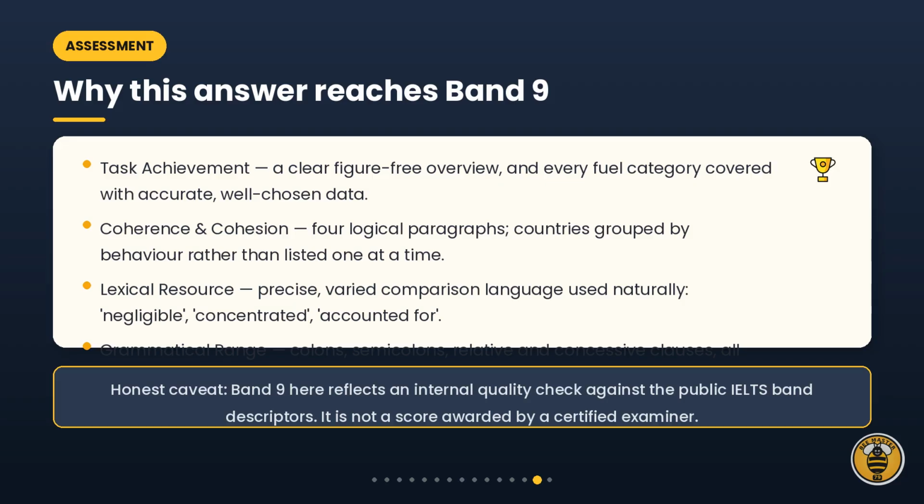One honest note. This Band 9 assessment reflects an internal quality check against the public IELTS band descriptors. It is not a score awarded by a certified examiner.